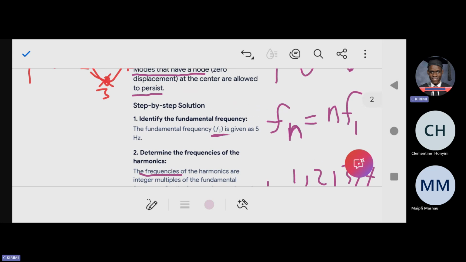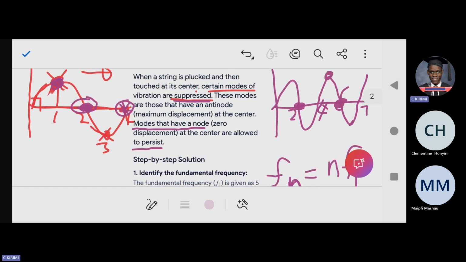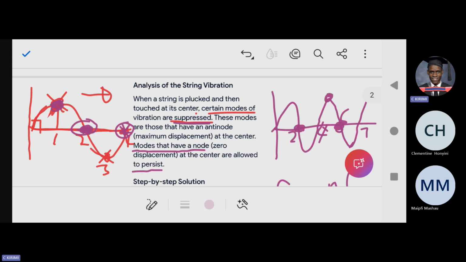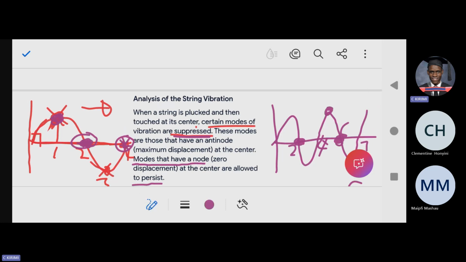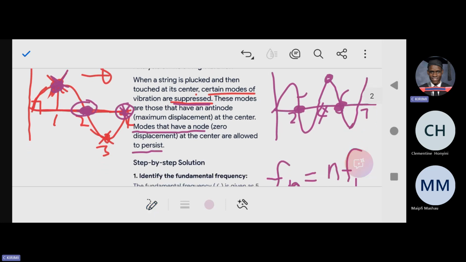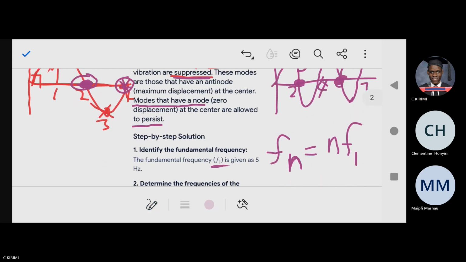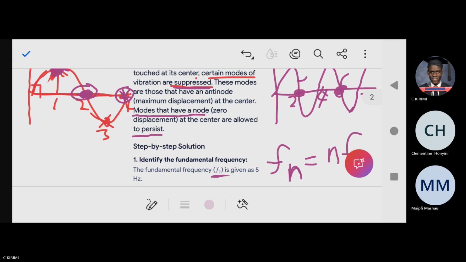However, since the antinodes are being suppressed, we are no longer counting odd numbers, they are out. From the integers, now we are only picking the even numbers. That's what we are doing there. So we'll be picking 2, we pick 4, 6, 8, etc., so that we can calculate the displacement at the center, which are allowed to persist.